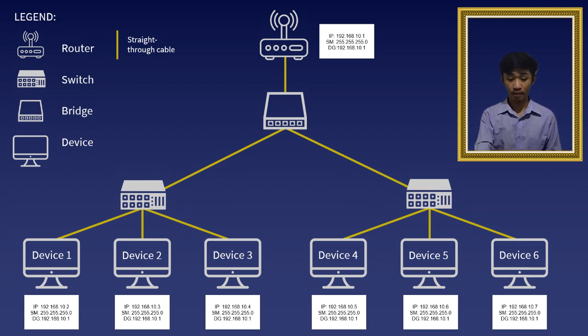And for our IP addresses, device 1 will be 192.168.10.2. And just like I said earlier, we will add 1 to the last octet. That is why our device 2 will be 192.168.10.3 and so on. And that is how you create your own network system.